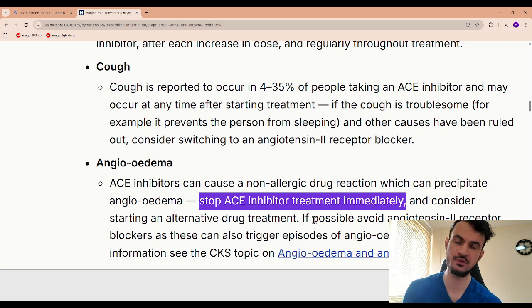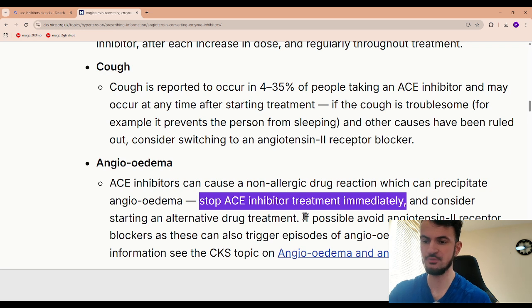Now here we have to pause, guys. By alternative, an angiotensin receptor blocker can still cause angioedema as it affects the renin-angiotensin-aldosterone system. So it's preferred to switch to a calcium channel blocker. As you can see here, if possible, avoid angiotensin 2 receptor blockers as these can also trigger episodes of angioedema.